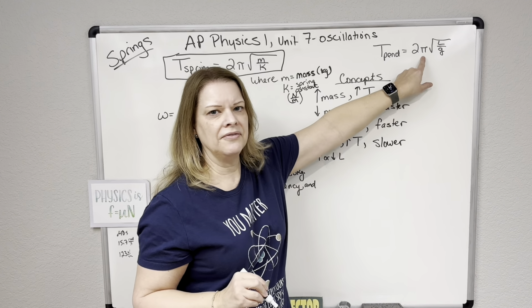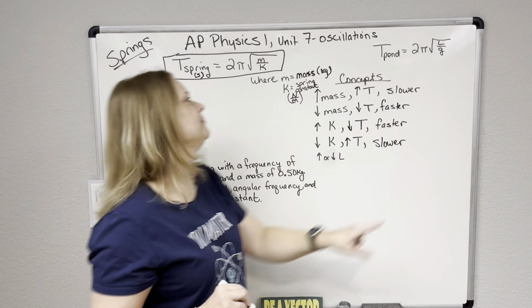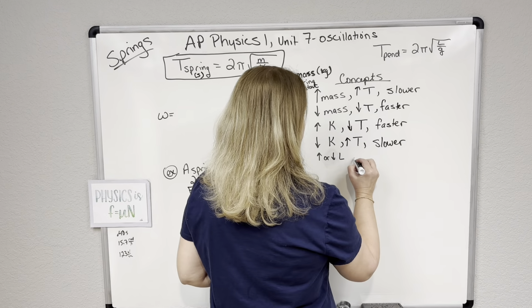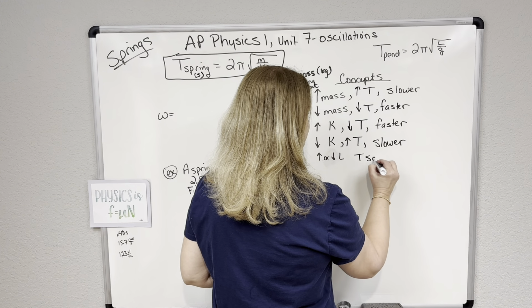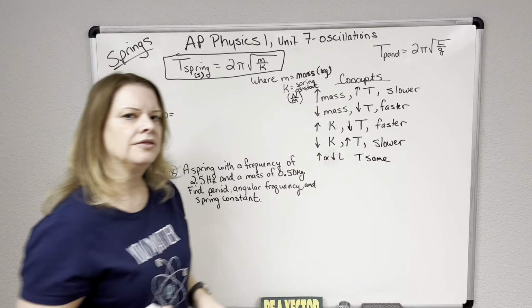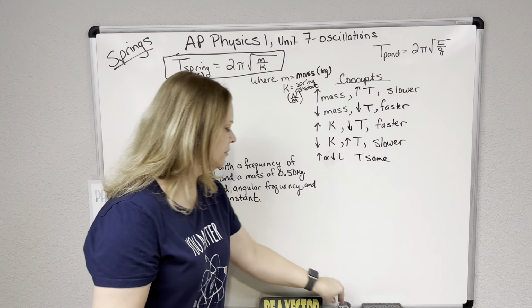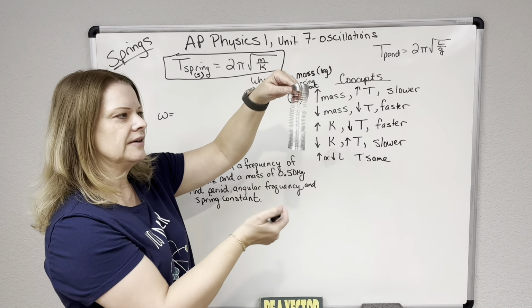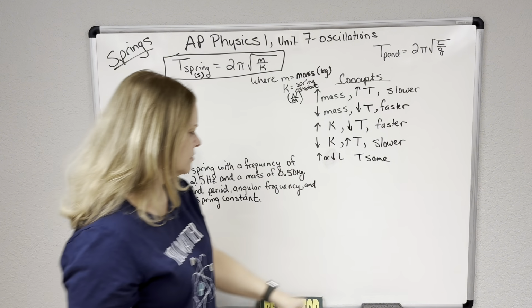Length definitely affects the period of a pendulum. Length is not in the equation for a spring, so the period will remain the same. It's not in the equation. If I had a longer spring with more coils, it wouldn't affect its period, actually.